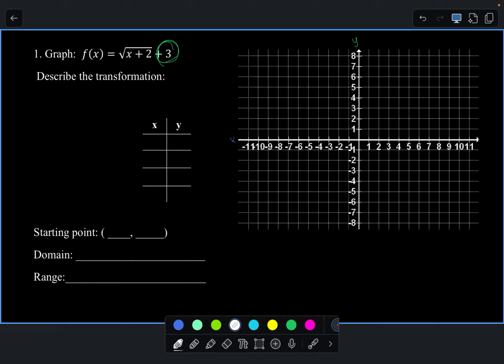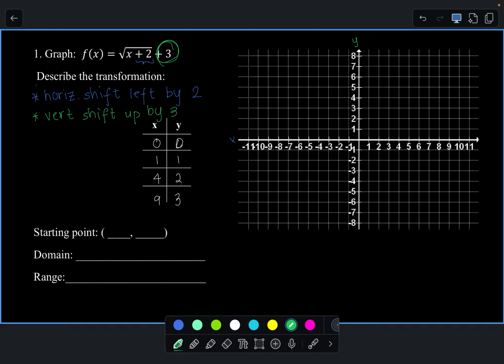So we're going to start with our parent table, 0, 1, 4, and 9. 0, 1, 2, and 3. Let's go ahead and describe the transformation. The first transformation I'm going to talk about is the horizontal shift. I'm going to abbreviate and I'm going to move quickly here. If I'm going too fast, you can stop, pause, rewind. Horizontal shift to the left by 2. Our other transformation is a vertical shift up by 3.